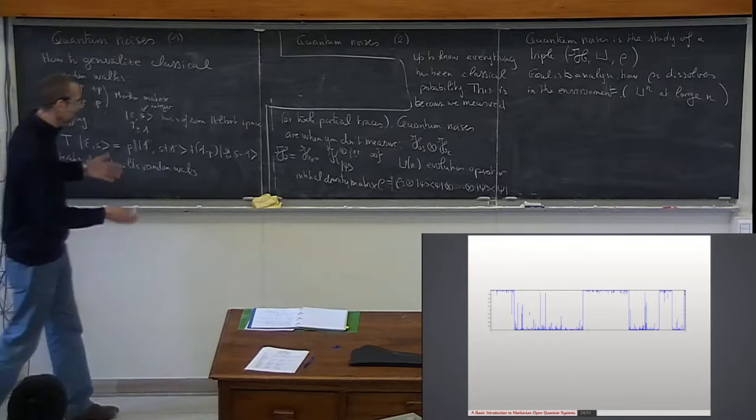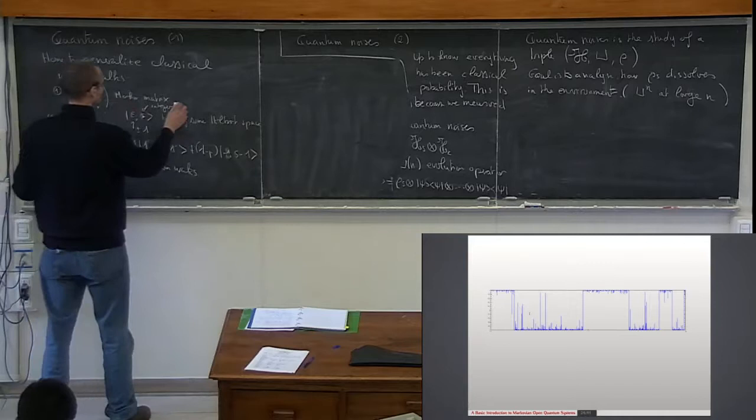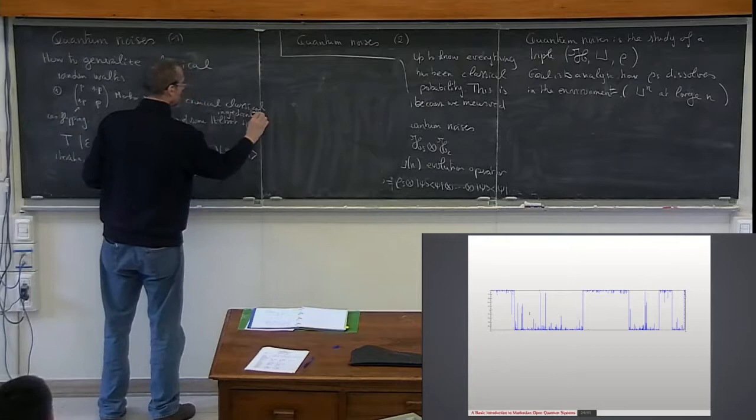Okay. Now, the crucial ingredient is that this guy here is a Markov matrix. This is the crucial ingredient. Classical ingredient. Okay.